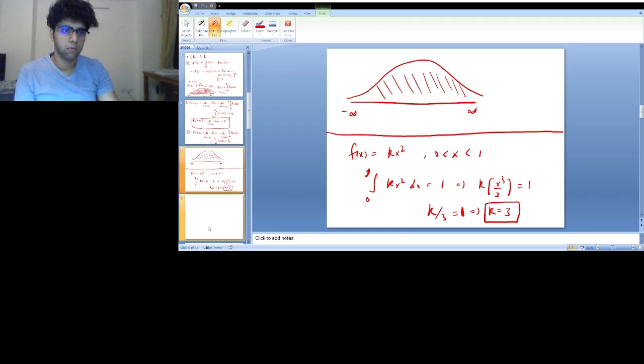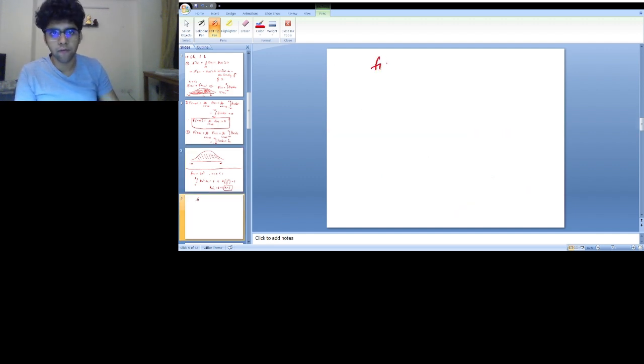Moving on, when my k is equal to 3, this gives me my f(x) as 3x square, where my x lies between 0 and 1. Now let's just check the property. So my F of negative infinity should be equal to 0. Now why is this happening?